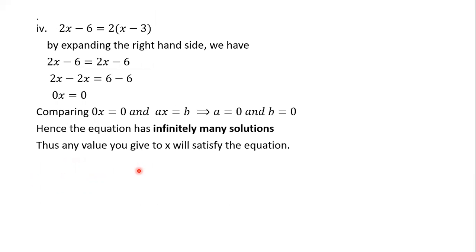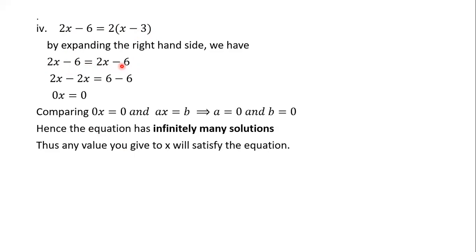Let's do the next one. 2x minus 6 equal to 2 into bracket x minus 3. Now here again, you're having a bracket, and for that matter, we have to get rid of it by expanding. So you have 2x minus 6 here. So multiply 2 by x, we get 2x. Multiply 2 by 3, we get 6. Therefore, we have 2x minus 6 equal to 2x minus 6.